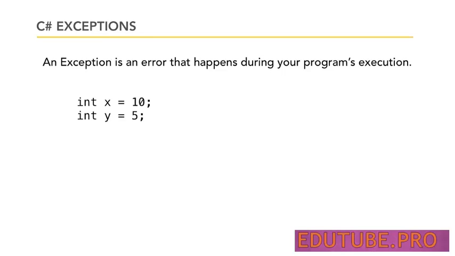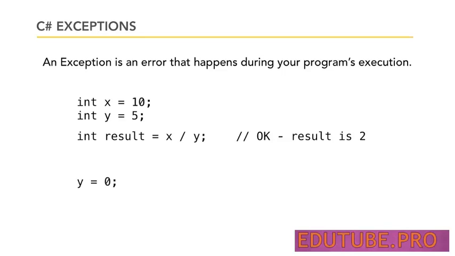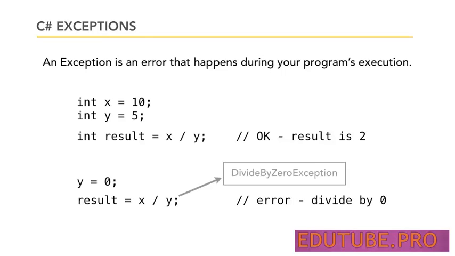They're both integers, and I've declared them as you see here. And then I declare another variable called result, and I divide x by y. Well, dividing 10 by 5, that's okay. The result is 2. But what happens if I set y to 0? And then I try to divide x by y, and oh, that's a problem. I'm dividing by 0. What happens here is the .NET framework raises what's called an exception. In this case, it's a divide by 0 exception.